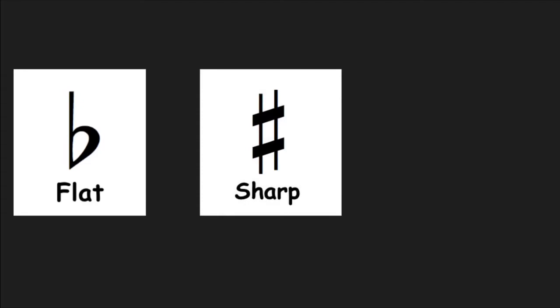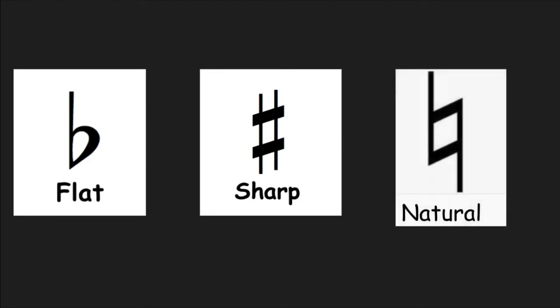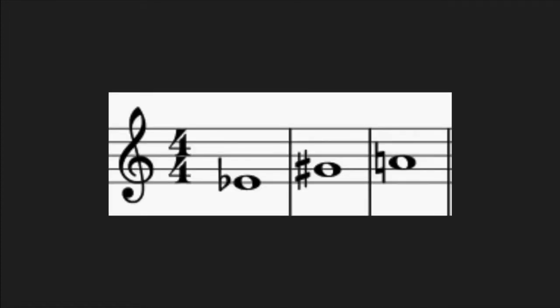This is a sharp symbol. It looks like a hashtag. This is a natural symbol. It looks like a capital L with an inverted capital L attached to it. You won't see a flat, sharp, or natural symbol without a note directly to the right, unless it's in the key signature. Keep your pants on, we'll get to that.